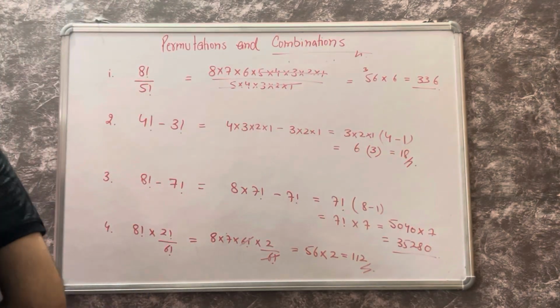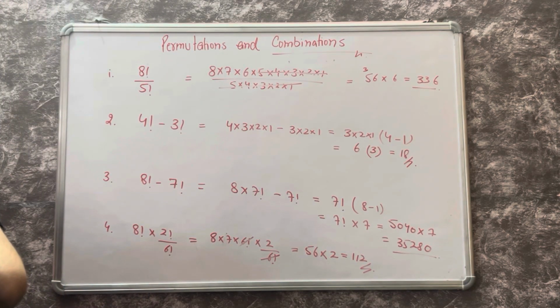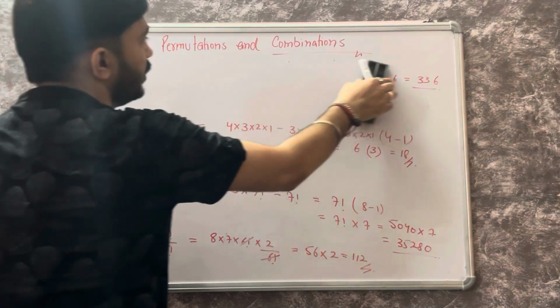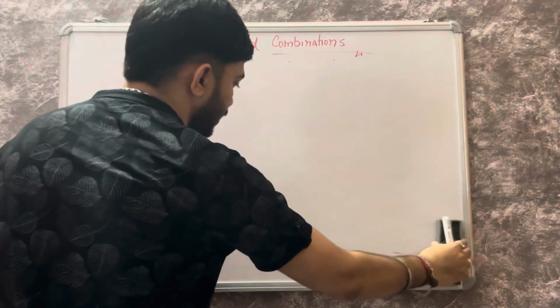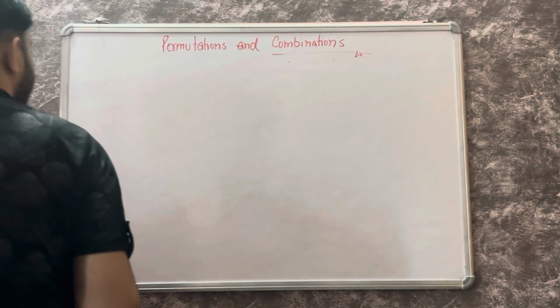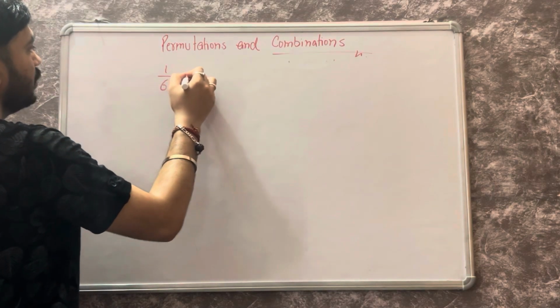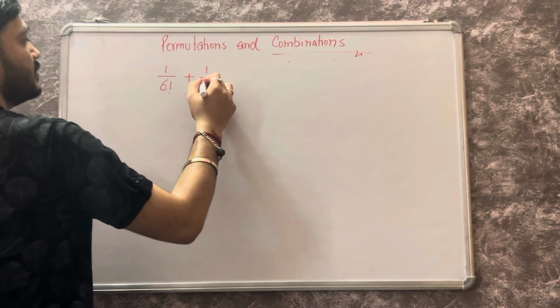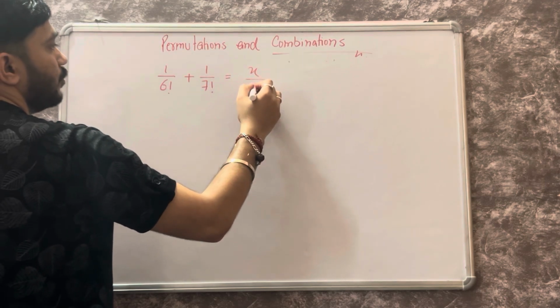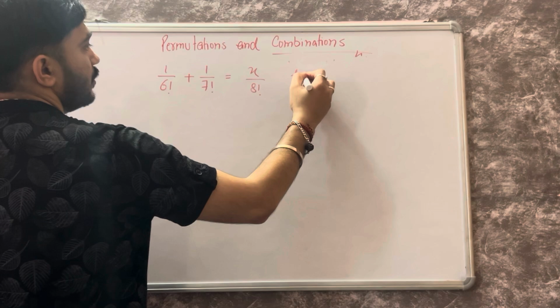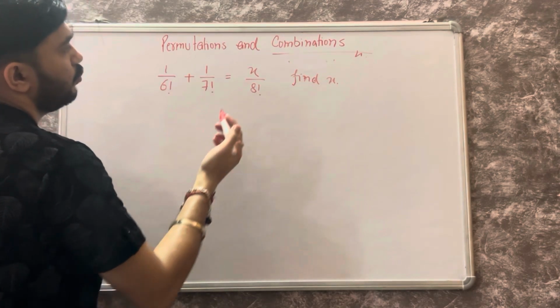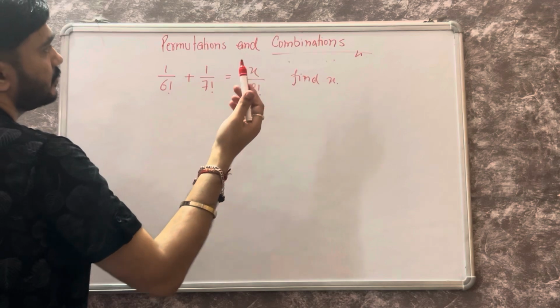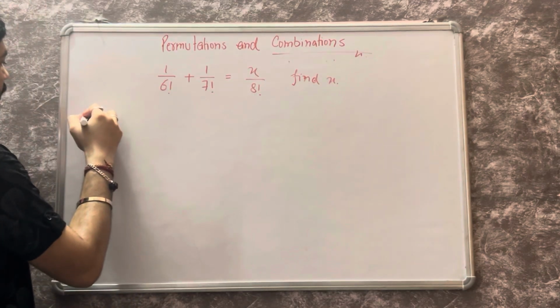Any doubt? Now moving forward, what if someone has asked you to find the value of x, or a, b, c, x, y, z, anything, in a question like 1 upon 6 factorial plus 1 upon 7 factorial equal to x upon 8 factorial. Find x in it. You may have any variable a, b, c, d, s, t, u, v, whatever you can have.